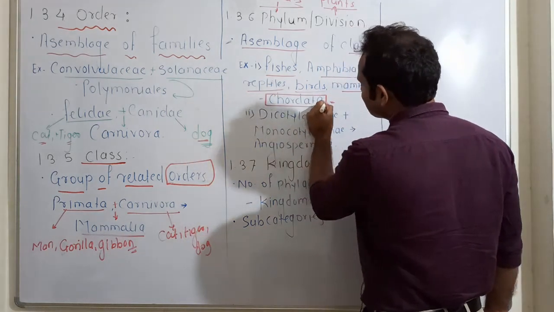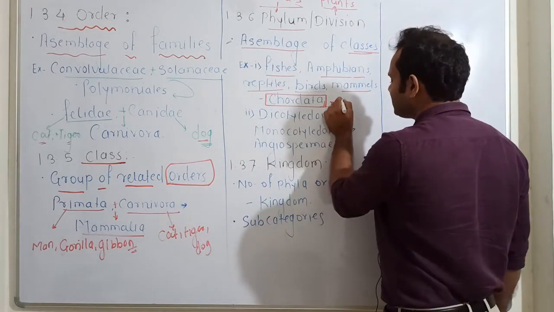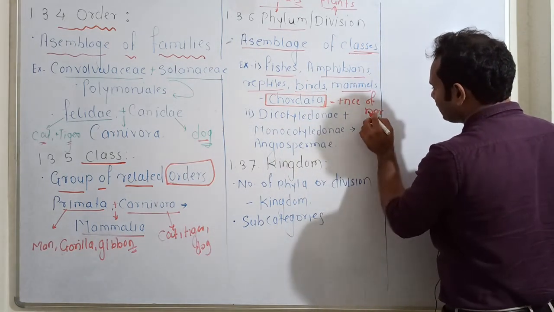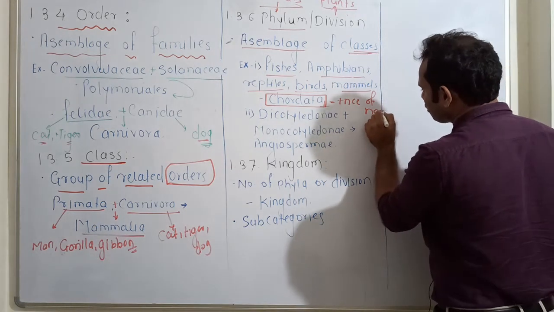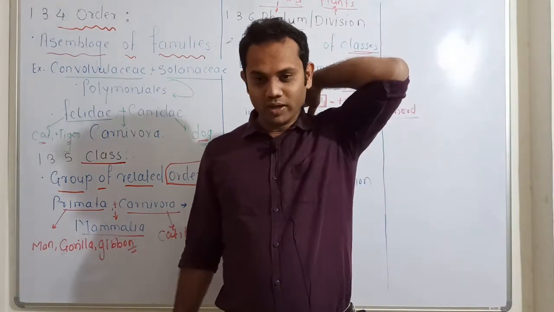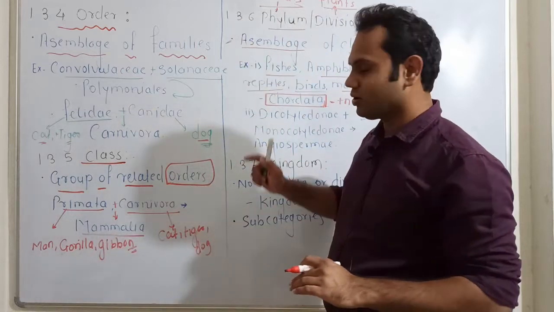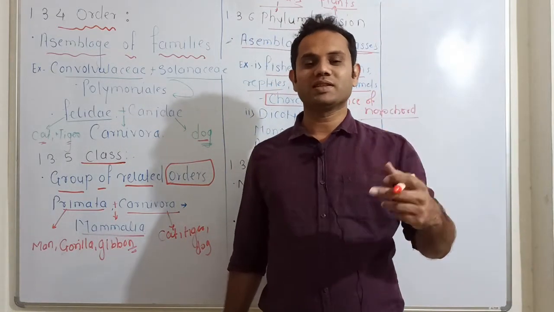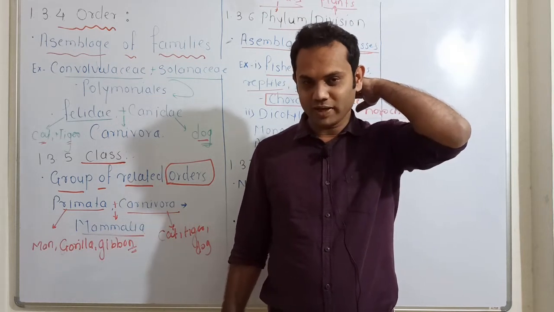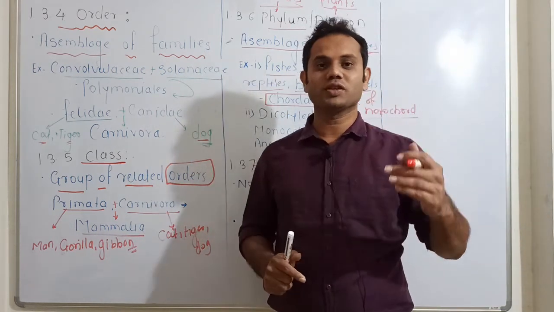So what are these characters which are common in all these classes? For example, presence of notochord, dorsal tubular notochord. Okay, notochord is there. Here we are having vertebral column as a form of a notochord. It is a developed form. Or dorsal tubular neural system, dorsal hollow neural system is also there. Here we are having spinal cord in the vertebral column.